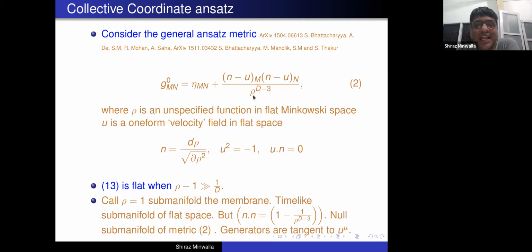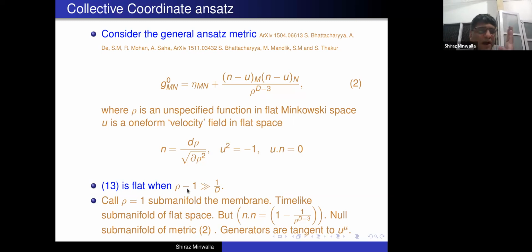The first thing about this metric is that, just as we saw in the case of black holes, this metric is flat when rho minus 1 is much, much greater than 1 by d. It's the same mathematics that we reviewed about r divided by r naught to the power d minus 3. So in places in space where rho is larger than 1, where its largeness is much larger than 1 by d, this metric reduces to flat space. If we consider some rho function which is larger than 1 in some region, less than 1 in some region, and then becomes larger than 1 outside it, in the region where rho is larger than 1 this metric is just flat. It's an asymptotically flat metric.